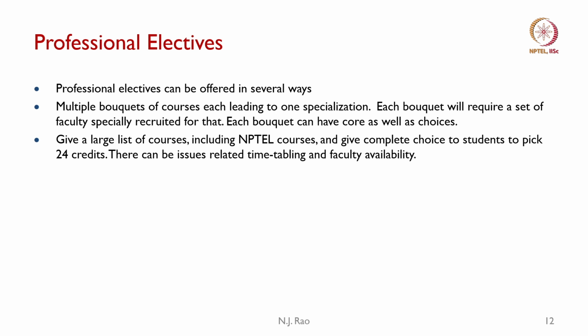Now coming to professional electives. Professional electives can be offered in several ways. Multiple bouquets of courses, each leading to one specialization. You can have one bouquet of courses. Each bouquet, let us assume if you have 24 credits, let's say we give 3 credits for each course. So those 8 courses can be organized in such a way that a student specializes in that area.